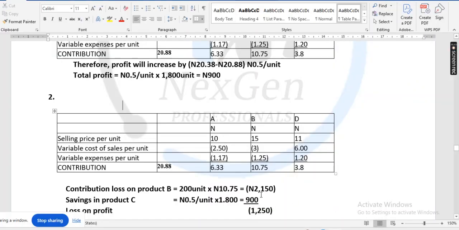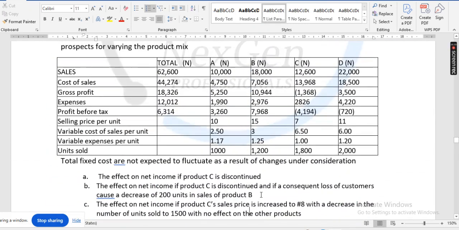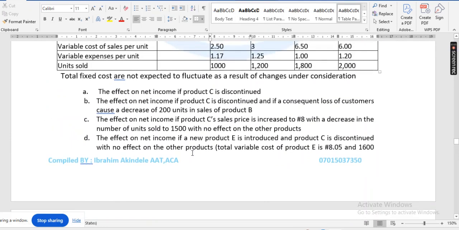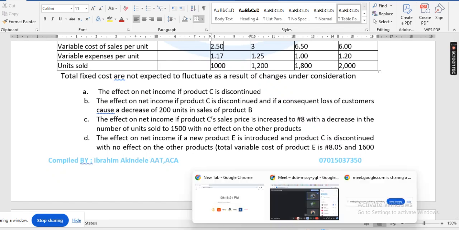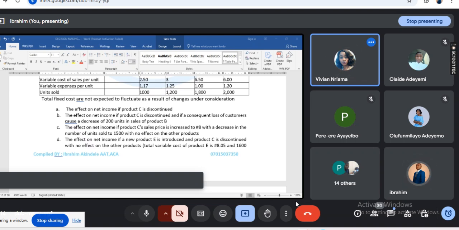Let me quickly take you back to what happened here. Please pay attention and focus. The first one is, what will be the effect on the net income if we don't see? Hello, can you hear me? Yes, I can hear you.